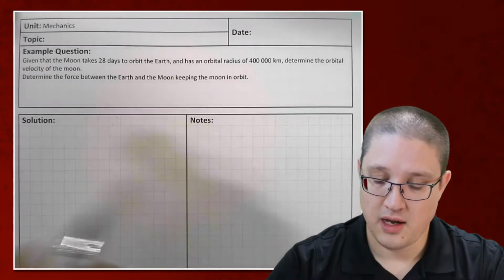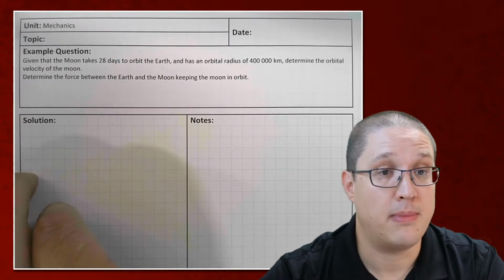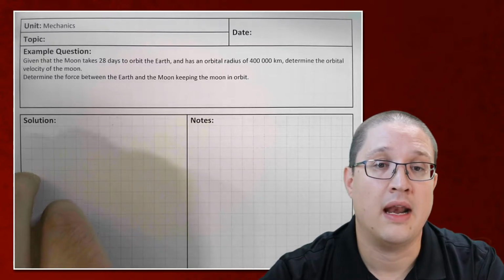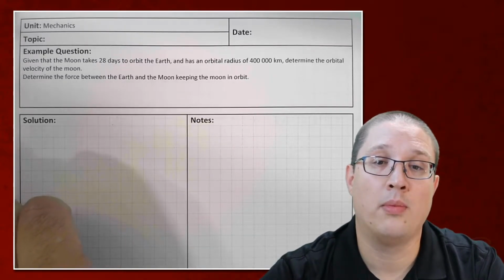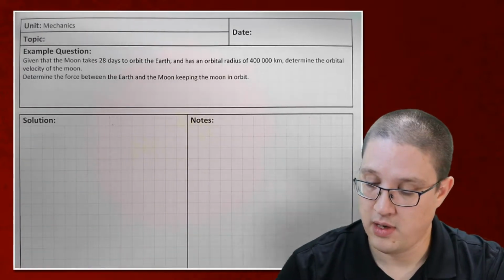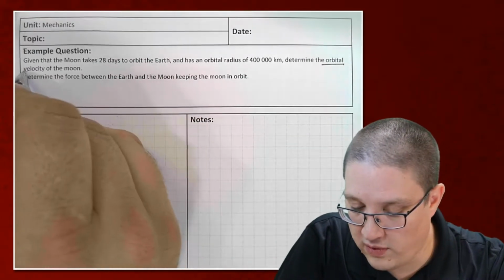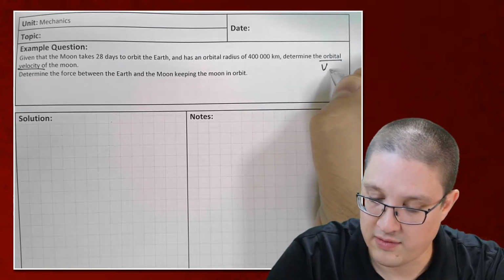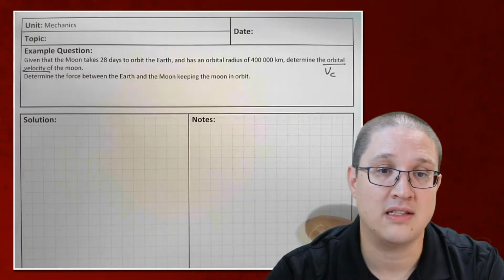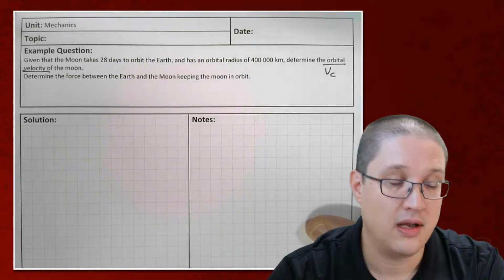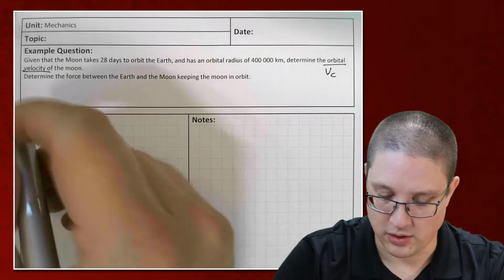In this case, I've got some approximate numbers. The moon takes about 28 days to orbit the Earth and has an orbital radius of about 400,000 kilometers. What's the orbital velocity of the moon? The orbital velocity here is asking for my circular velocity of the moon. How fast is the moon actually moving? Well, let's take a look.